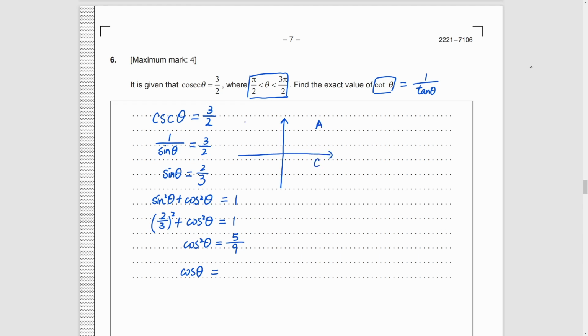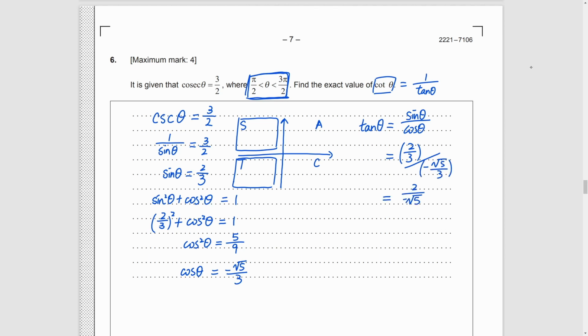We need to use the CAST graph. When the range of theta is this, it would be in S or T quadrant. That means only tangent and sine theta will be positive. So, cosine theta must be negative. That means it can only be negative root 5 over 3. After that, we can calculate tangent theta, which is just sine over cosine. We get 2 over negative root 5, then cotangent theta is just the reciprocal of that, negative root 5 over 2.